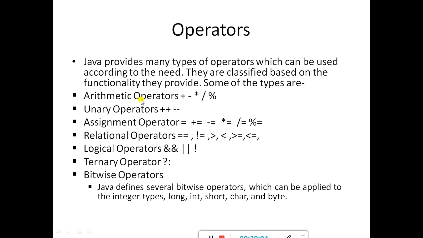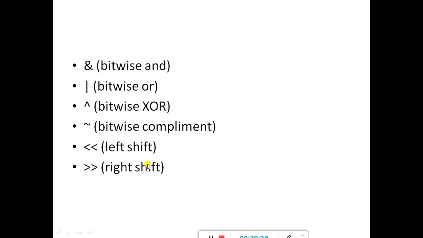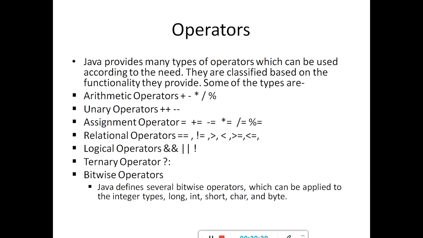That is arithmetic operators, where plus, minus, multiplication, division, and mod are there. Unary operators are there. Assignment, relational operators, logical operators, ternary, and bitwise operators. Now I'm going to have a separate session for operators where I'll explain all these operators in detail and how they are going to work. So these are the bitwise operators, that is bitwise AND, OR, XOR. So in my next class I'll be having a session on operators and data types.